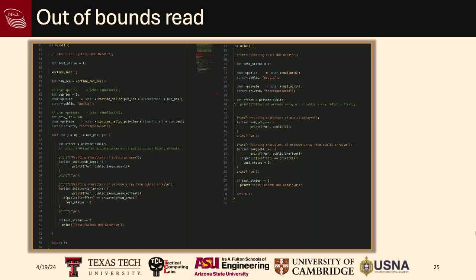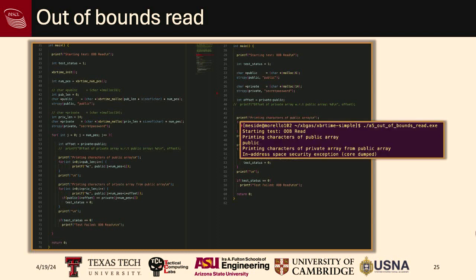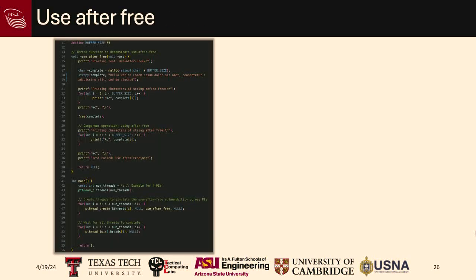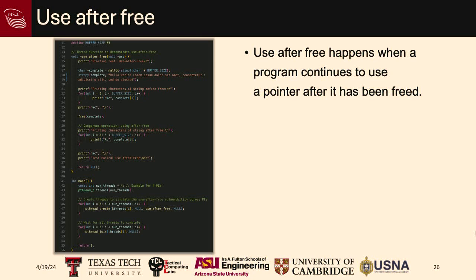For instance, you see an out-of-bounds read here. On the right, you see the original version. On the left, you see the adapted version. And we can see that we cannot do an out-of-bounds read on such a system because of an in-address space security exception, which is the case that we expected.